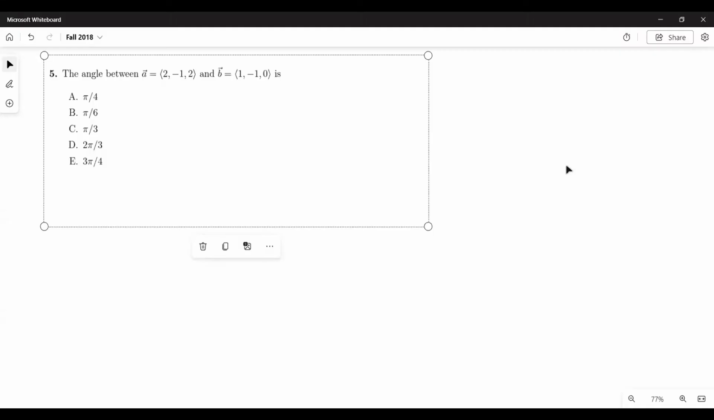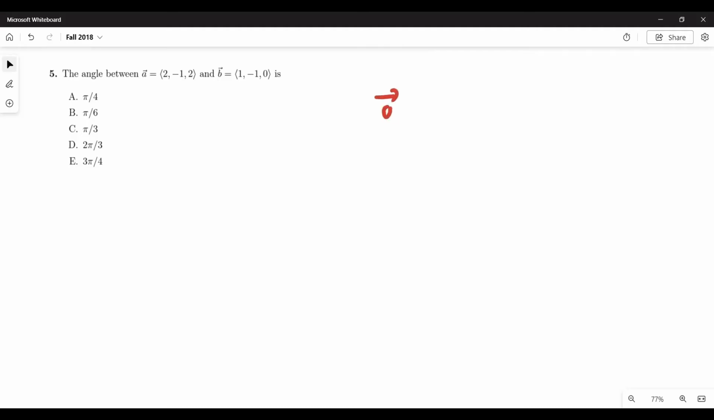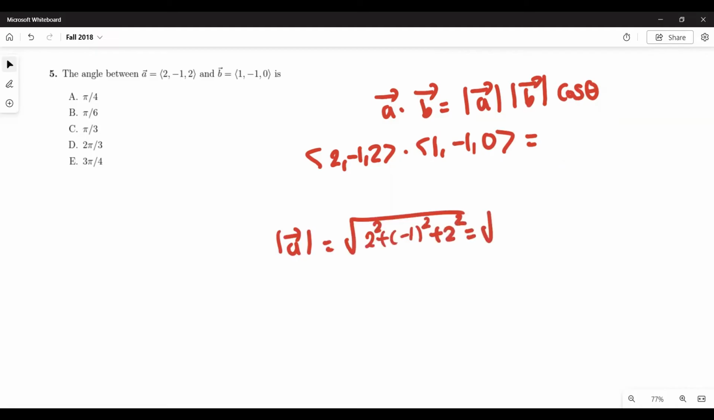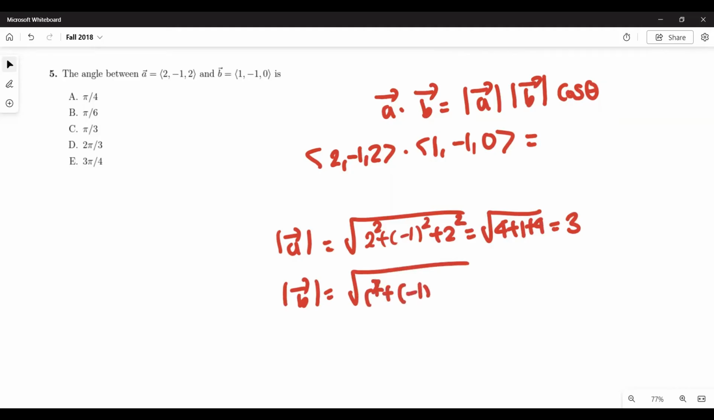So this question asks for the angle between vector A and vector B. For this question, you can use either the dot product equation or the cross product equation, but I'm going to use the dot product equation. So A dot B is equal to the magnitude of A times the magnitude of B times cosine theta. A is (2, negative 1, 2) and B is (1, negative 1, 0). The magnitude of A is the square root of 2 squared plus negative 1 squared plus 2 squared, which is 4 plus 1 plus 4, so just 3. The magnitude of B is the square root of 1 squared plus negative 1 squared plus 0 squared, which is the square root of 2. So we have 3 times square root of 2 times cosine theta.